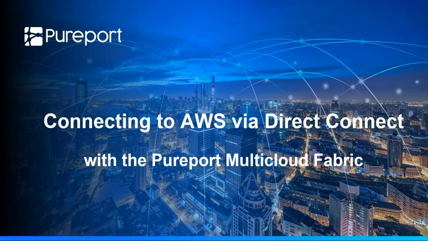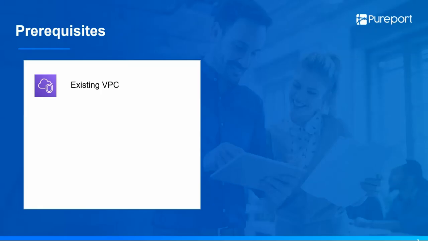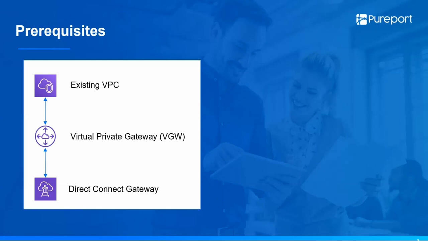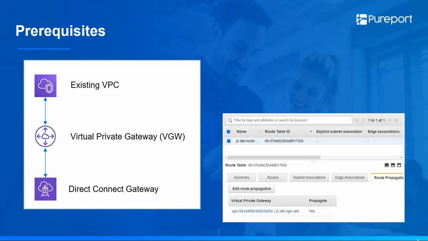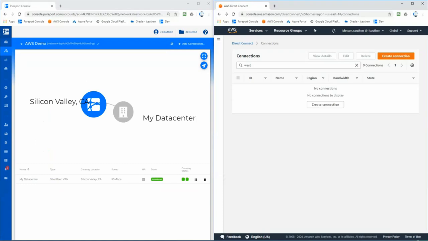So I'm going to use an existing VPC that I've already created in my AWS environment. I've also already created the Virtual Private Gateway, or VGW. I've attached the two. I've created a Direct Connect gateway, and I've associated that with the VGW. And finally, I've already turned on route propagation for the route table assigned to my VPC. That way it's able to take part in the BGP routing. You can find documentation on each of these steps in the Pureport knowledge base, and of course in the AWS help section as well. So let's jump over to the Pureport console and the AWS console and get started.